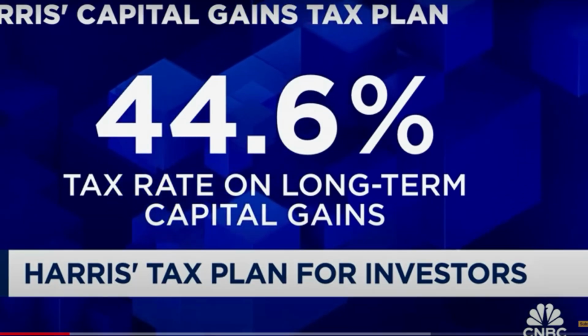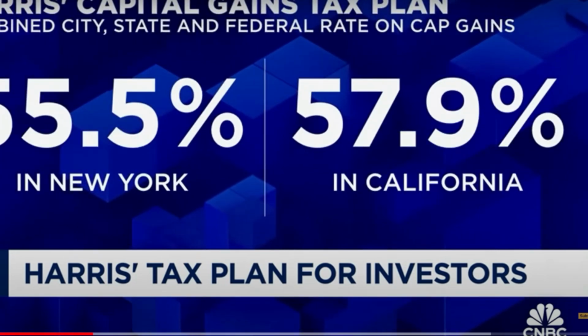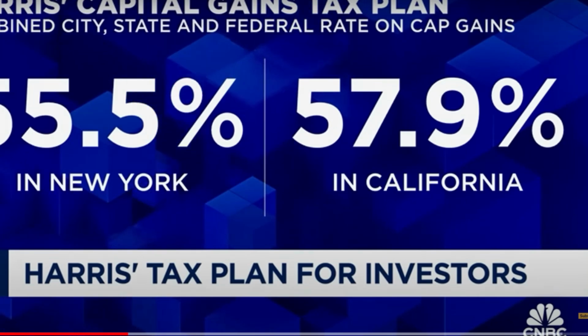That would be the highest rate ever in U.S. history. So if you're in New York, you sold some stock, you're above that income level, the combined city, state, and federal rate would be 55.5%. If you're in California, it would be just under 58%.